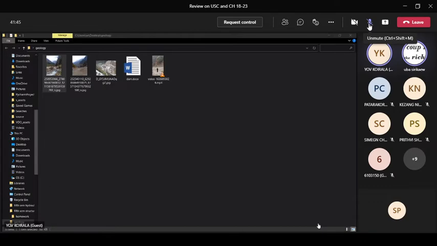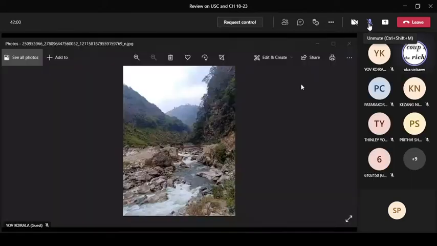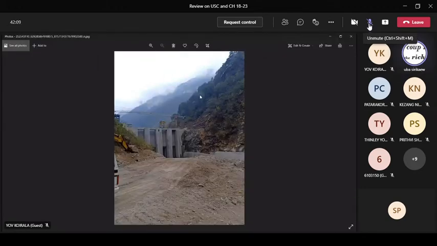Can you wait a bit, Ajahn? It's not working. I'm trying to find the folder of the pictures. Okay, I can see.